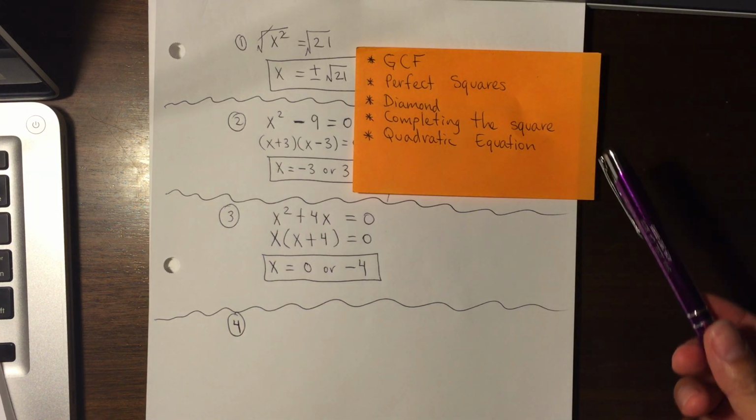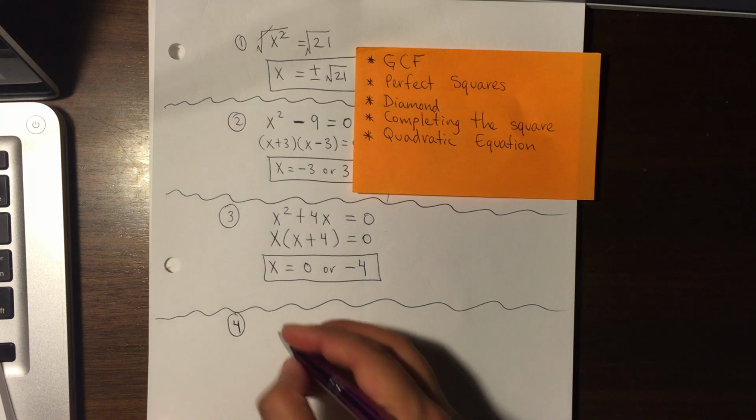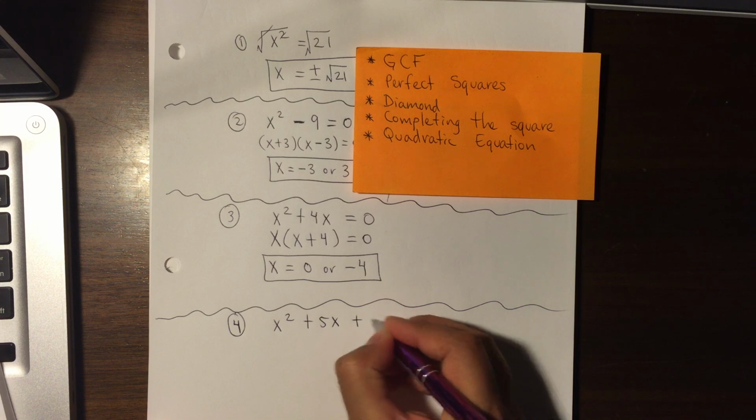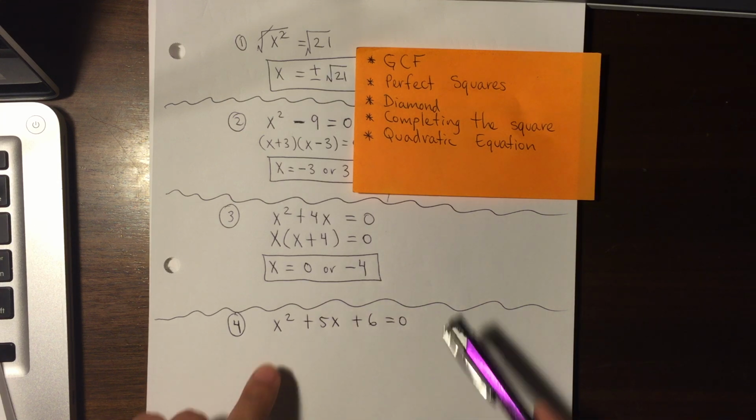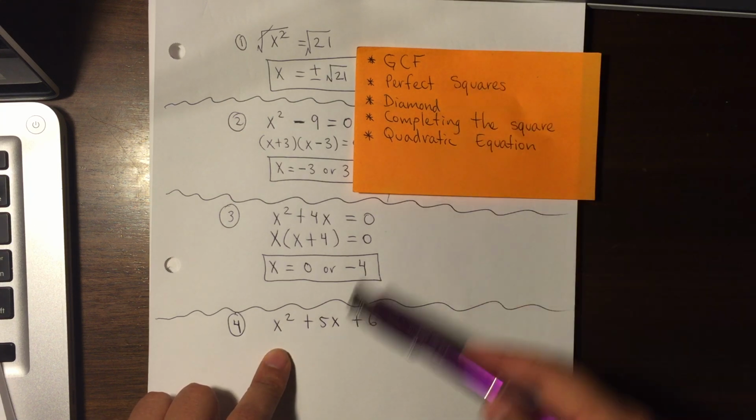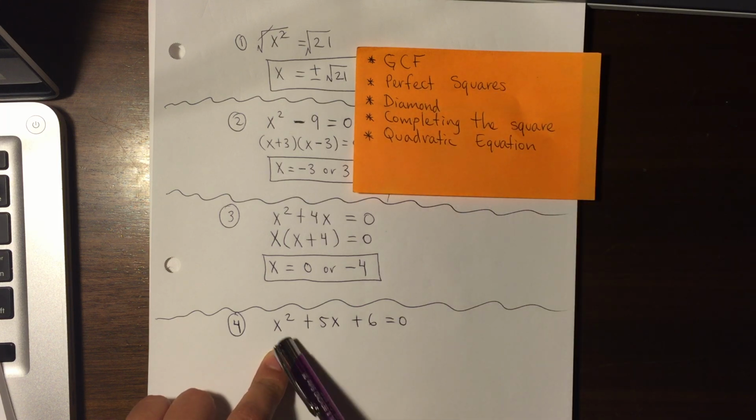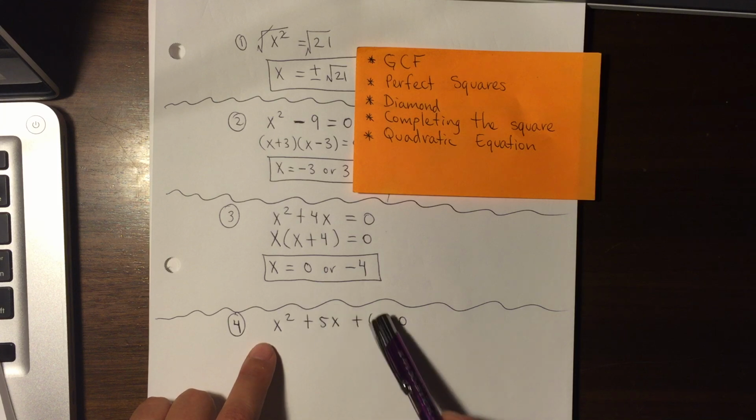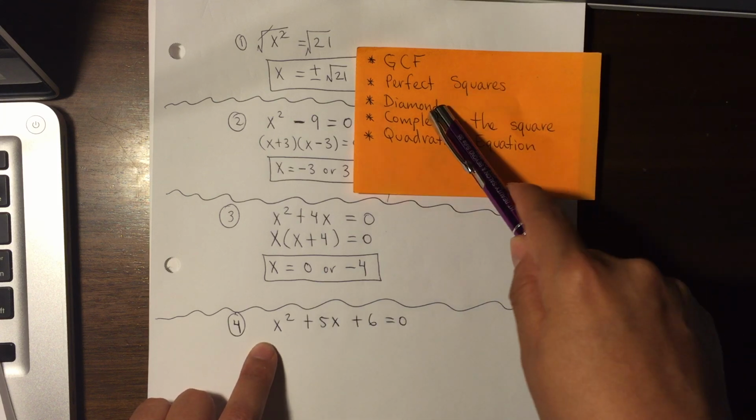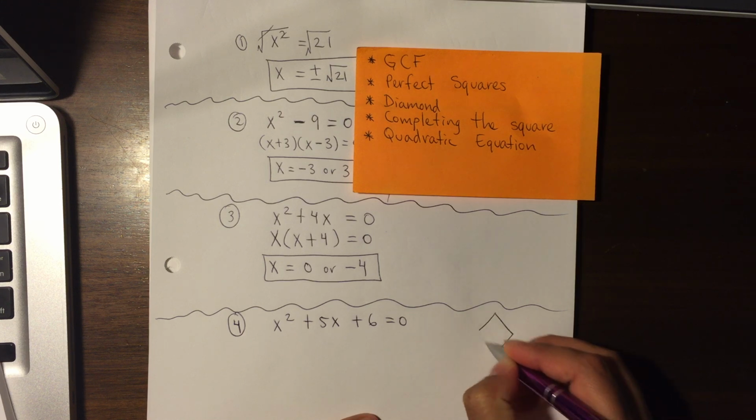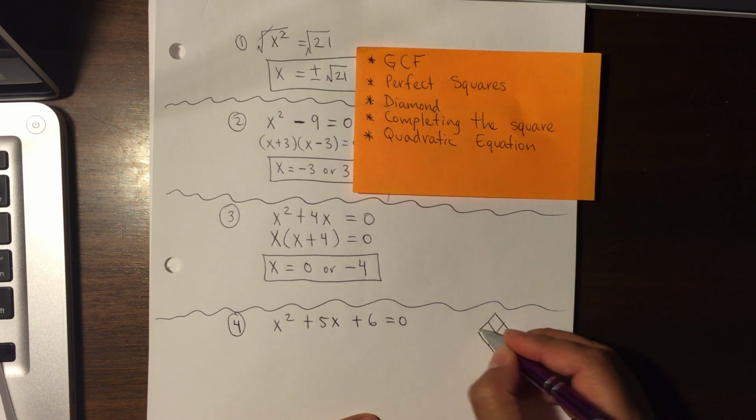Again, I'll go through the list for this next one. And so I'm going to check, does it have a greatest common factor? No. Is it a perfect square of some sort? It has a perfect square in here, but not in here, so no. A diamond, and again, if you need to do the diamond, that's fine. But also you can just do it mentally in here.